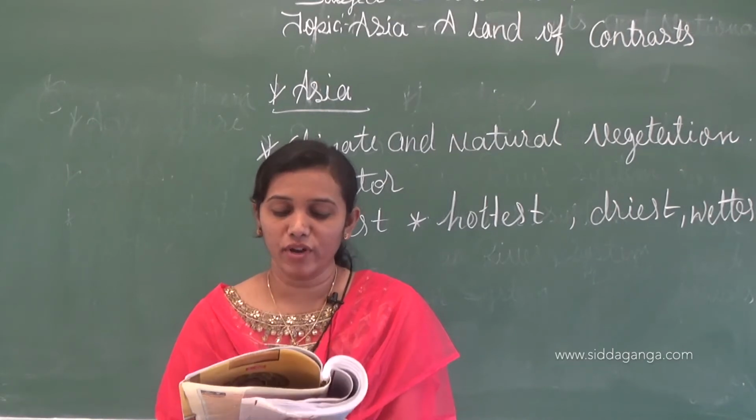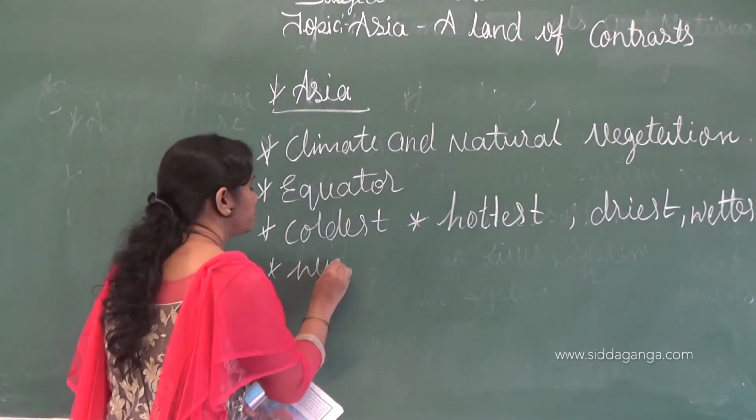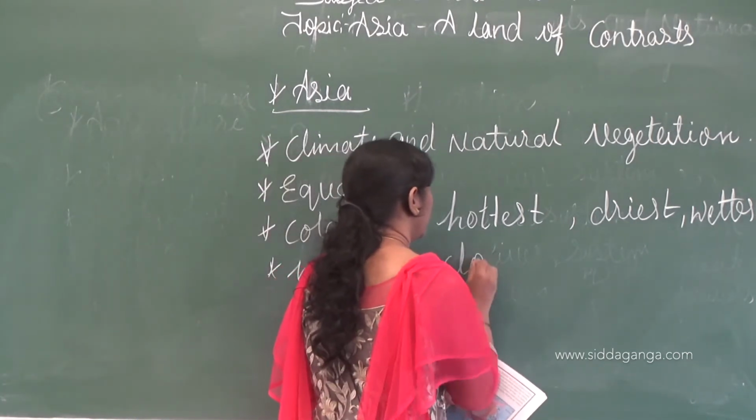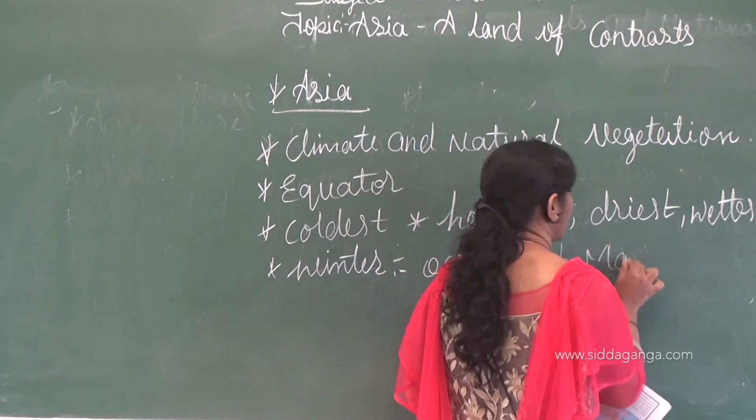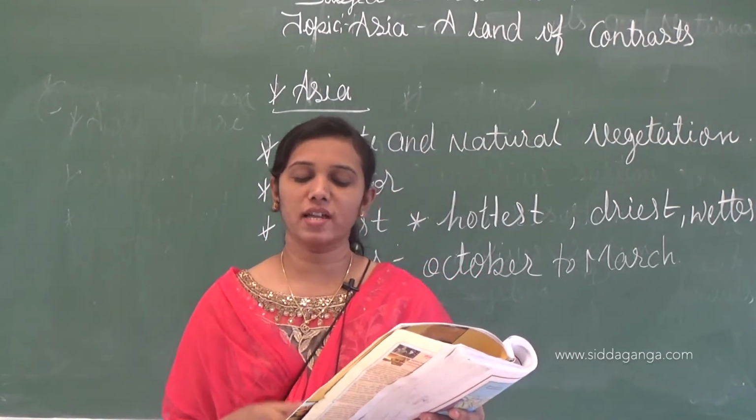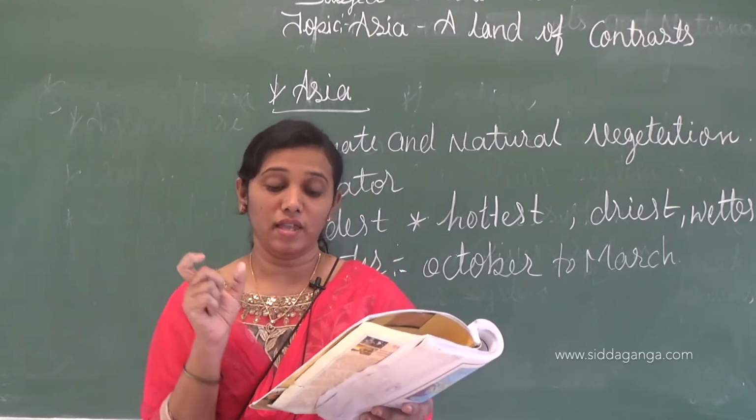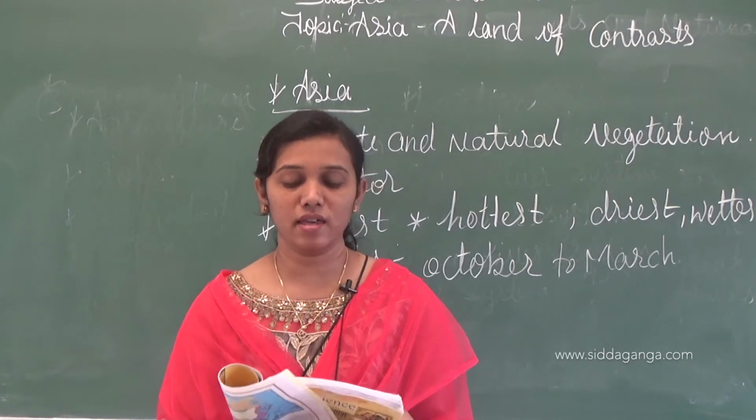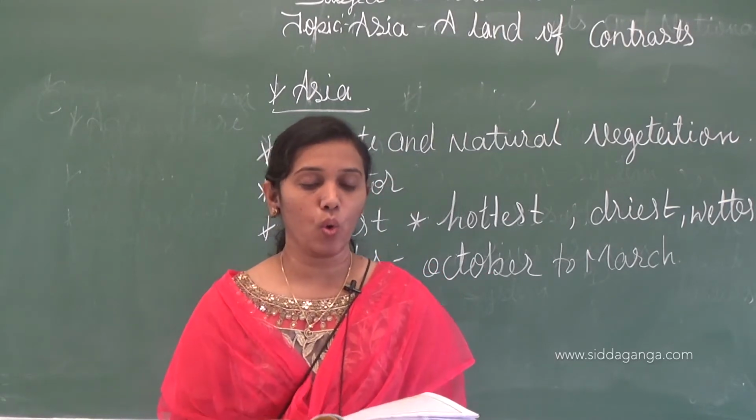Next, winter season, the period from October to March. It is winter in some parts of Asia, as a greater part of Asia lies in the northern hemisphere. The rays of the sun are slanting in the northern hemisphere during this season. So most of Asia experiences very low temperature and becomes extremely cold.